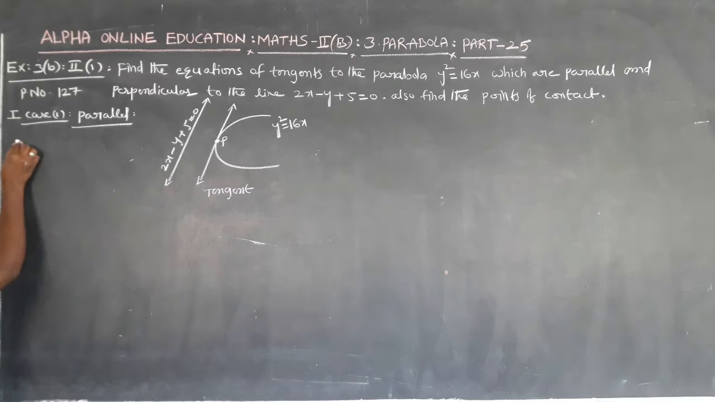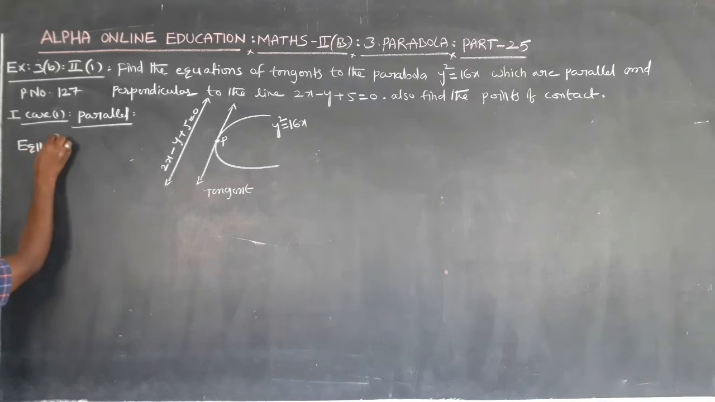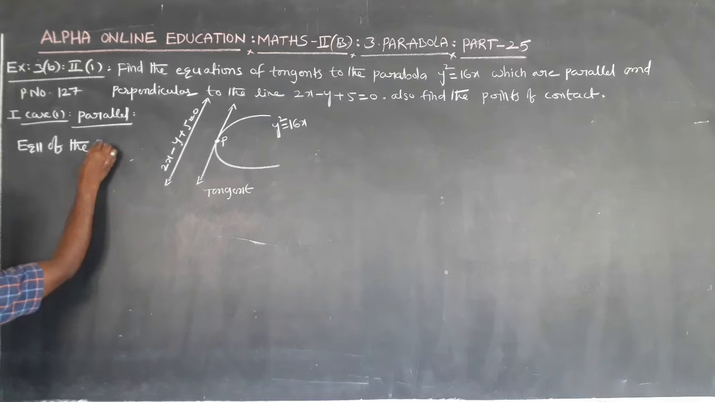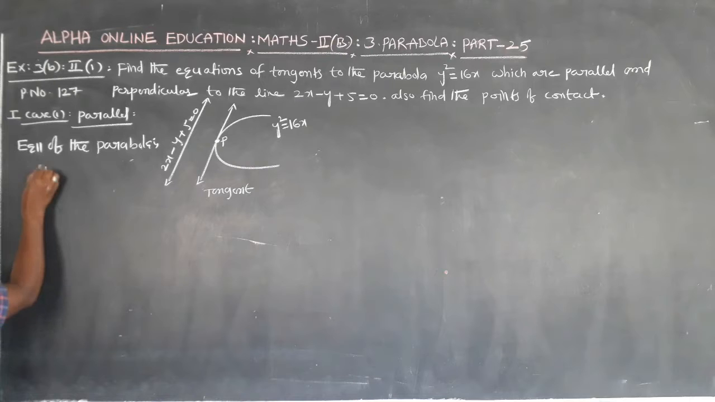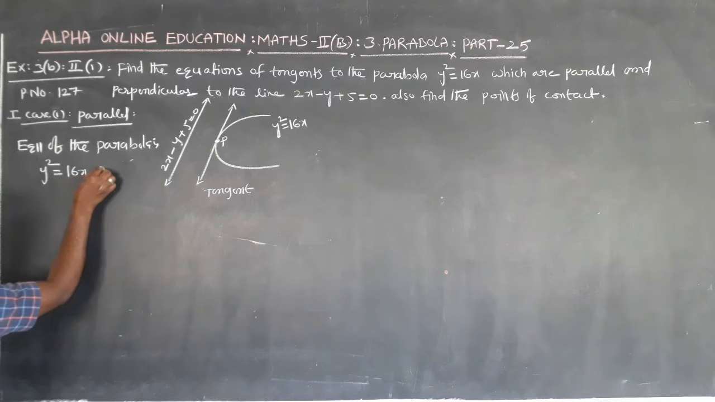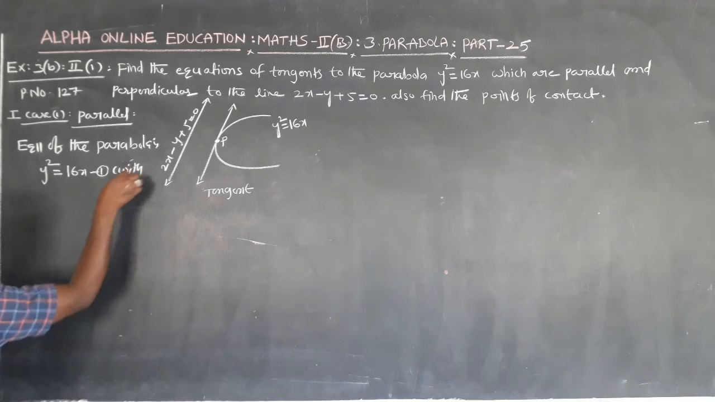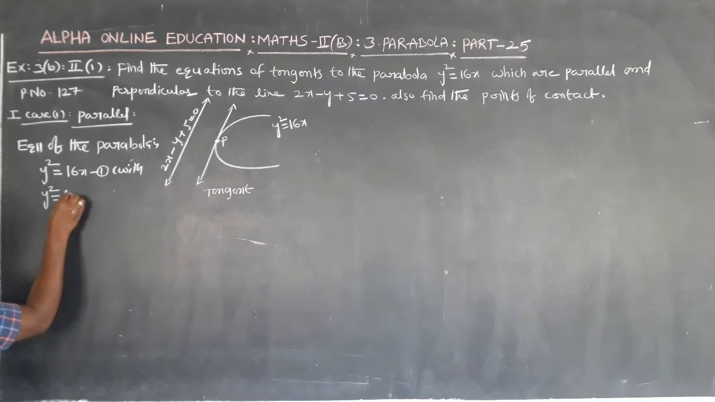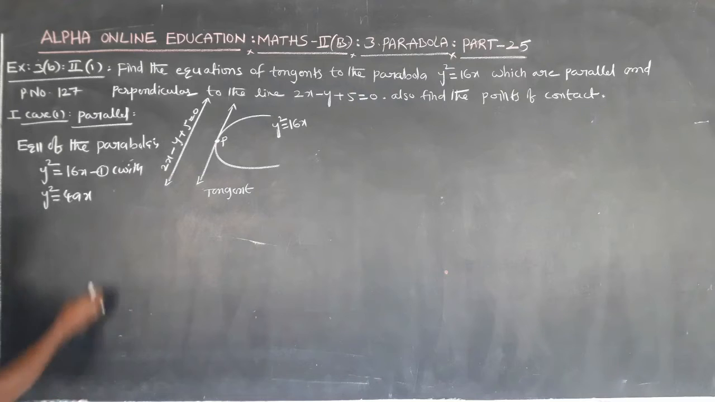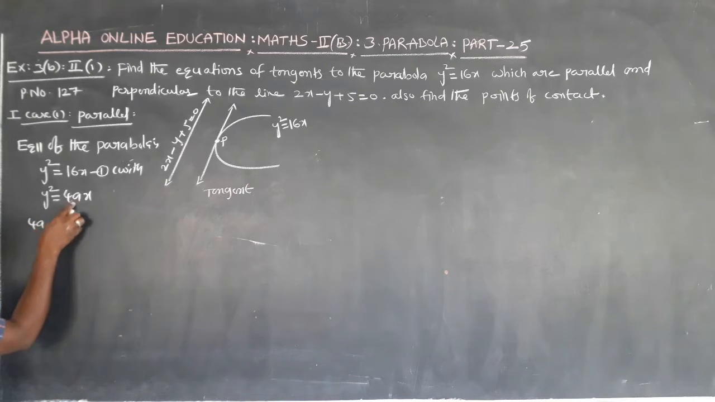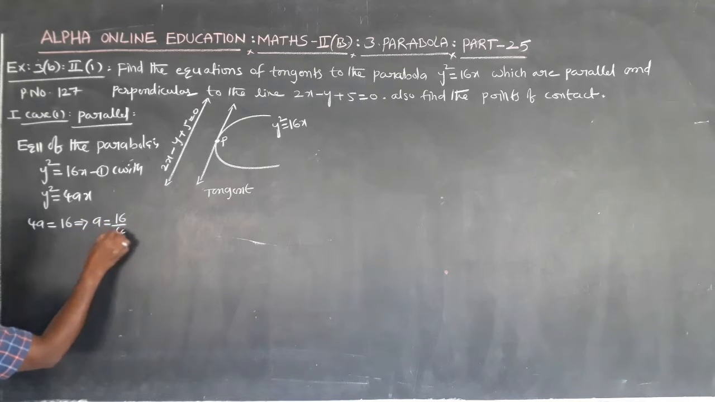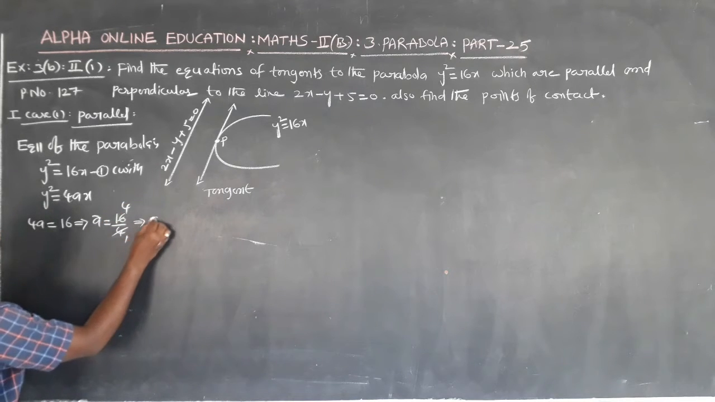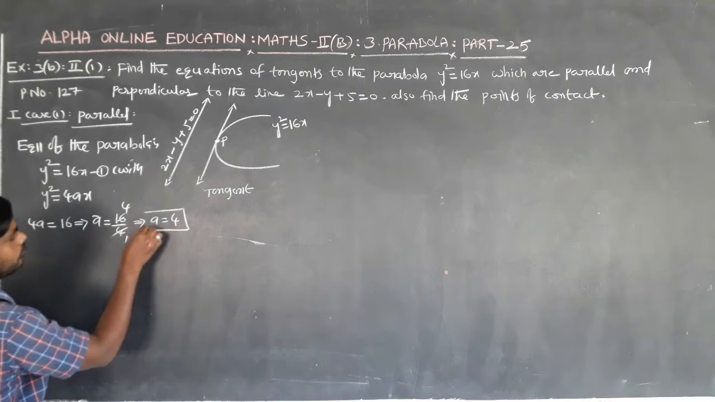Here the given equation of the parabola is y square is equal to 16x. Comparing with y square is equal to 4ax, here the coefficient 4a is equal to 16. So a is equal to 16 by 4, which is 4. So a is equal to 4.